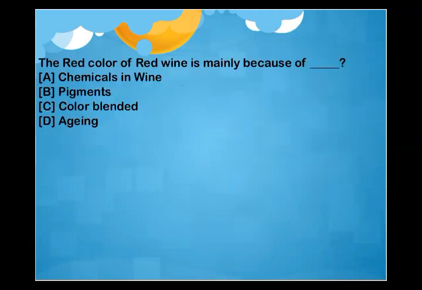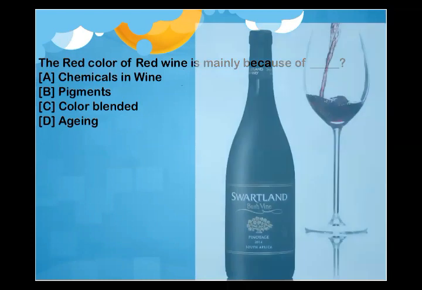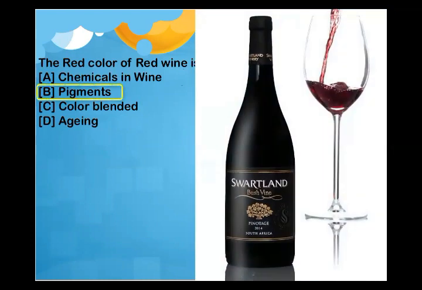The red color of red wine is mainly because of the presence of pigments. These are anthocyanin pigments present in the grape fruits that are carried through until the final product of the wine.